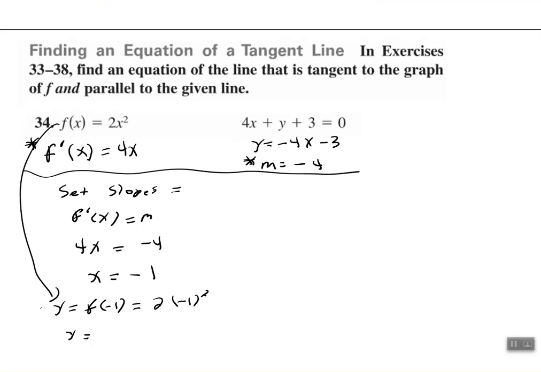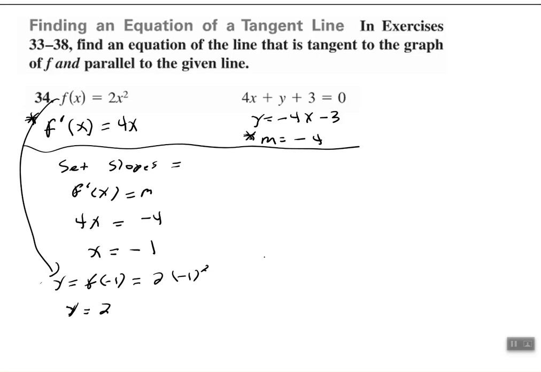Therefore, the y coordinate when x is -1 is 2. Alright, so I know that the point on the curve that the tangent line is going through that will be parallel to the given line is (-1, 2). So (-1, 2) is the point on the curve that the tangent line is going through that will give us a line that's parallel to the given line.